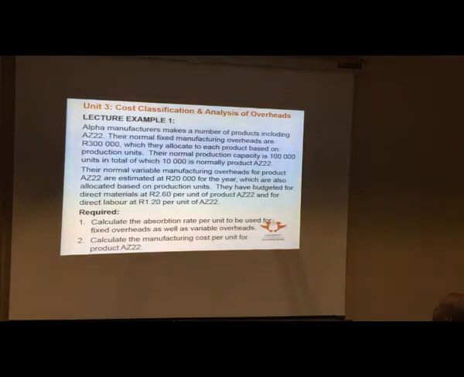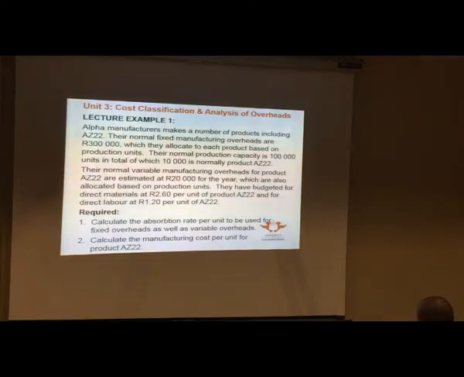Okay? So in order to allocate the fixed manufacturing overheads to production, we're going to take the 300,000 divided by 100,000 times 10,000, and that is going to be the total Rand value of the fixed manufacturing overhead allocated to this specific product. Then to calculate the amount per item, we must take that amount, I think it's 30,000 Rand, divided by 10,000 units, so we get a cost per unit of 3 Rand a unit.